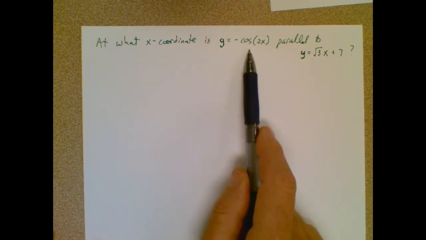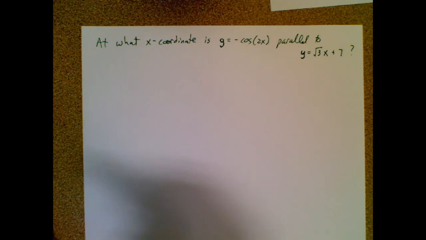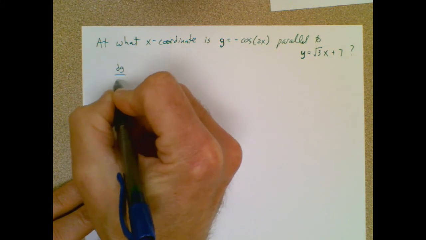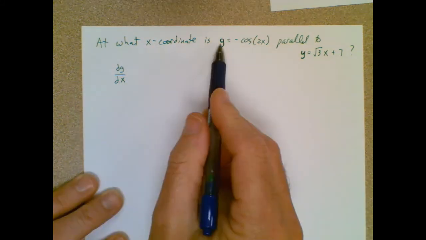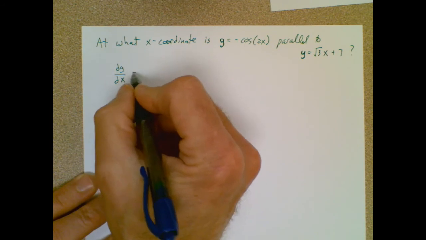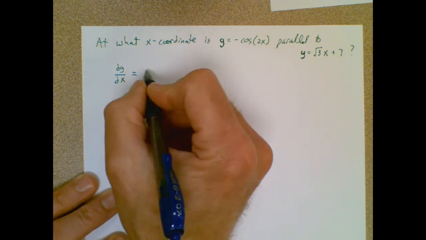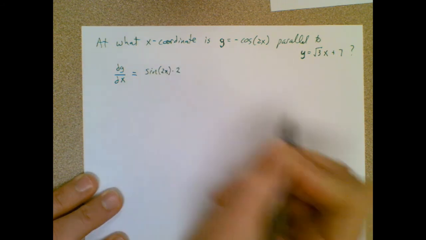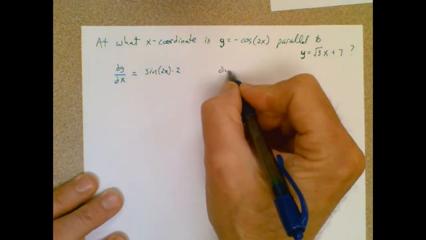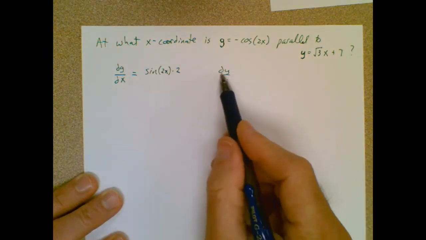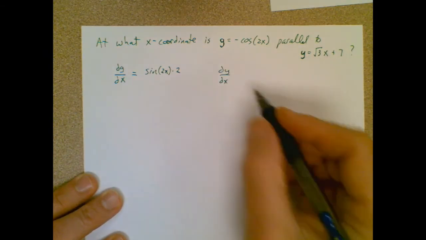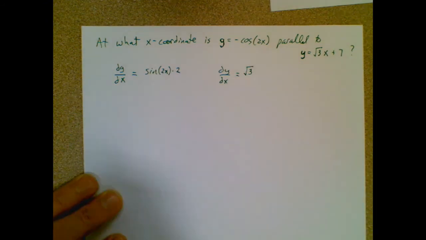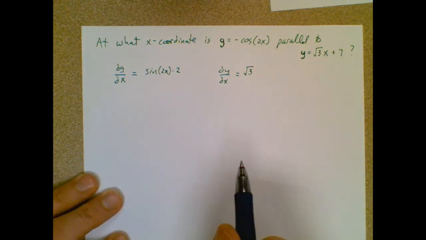Now we have a trig function in here, and you may not know trig derivatives yet, but don't worry about that. I'm going to just show you both of these derivatives before we get started. dg dx, the derivative of equation g that happens to use equation x, we'll find out someday that this has the derivative of positive sine of 2x times 2. And then we have dy dx, the derivative of equation y that happens to be using variable x. That has a derivative of square root of 3. That's power rule, although it looks a little clunky.